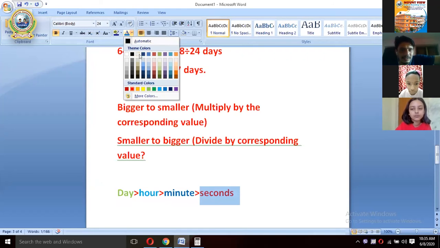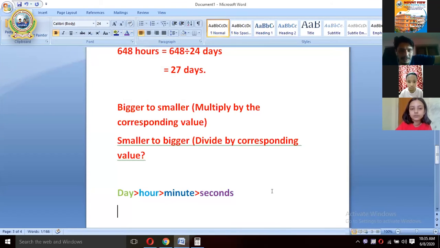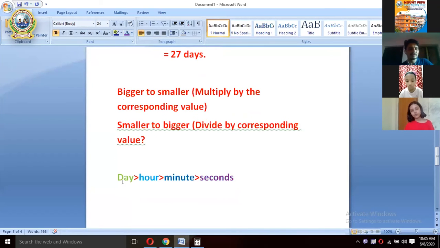Let me give another color, let's say purple. While you are converting day into hour, day is bigger, hour is smaller, or not? So in this case you'll have to multiply by 24, because one day equals 24 hours. Hour into minute, you'll have to multiply by 60. Minute into second, multiply by 60.